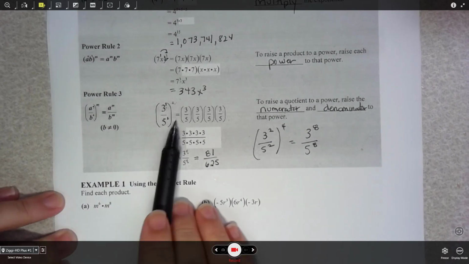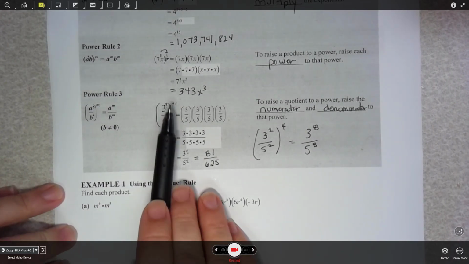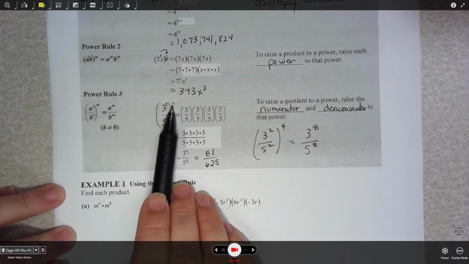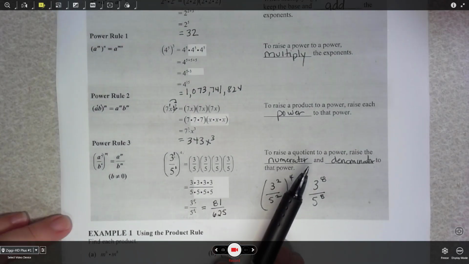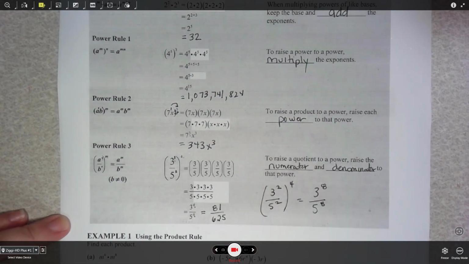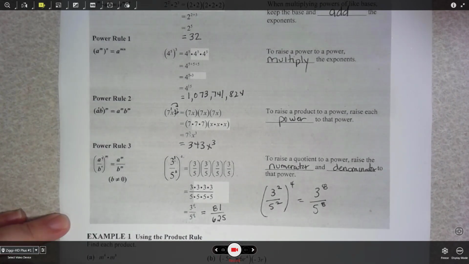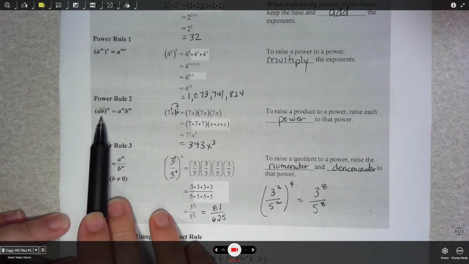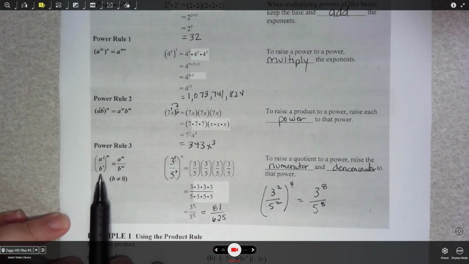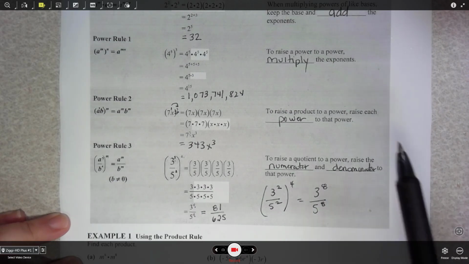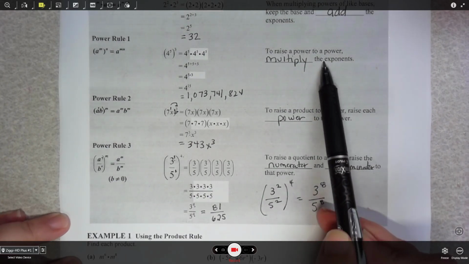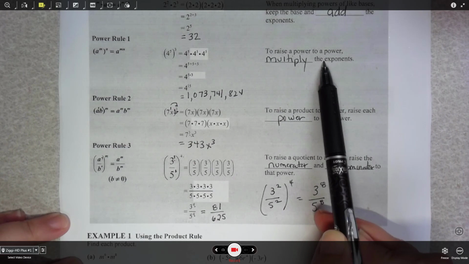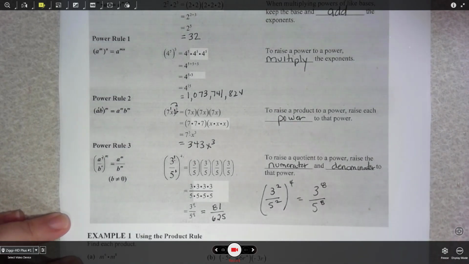Right? Otherwise, if you have something in parentheses with the exponent outside, you're going to be multiplying the exponents, just like we did in rule number 1. There's no real difference except what's inside the parentheses: a single base, multiple bases being multiplied, bases being divided. The power rule still holds. Multiply the power outside times all of the powers inside. Alright, now we're going to look at a couple of examples on each of those rules.